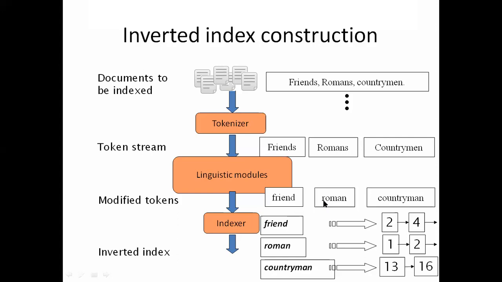Now the indexer. What will it do when we apply the indexer? Now we'll get friend, Roman, countrymen, and this is the posting list. This is an inverted index. Within the document, these are the terms and these are the posting lists.